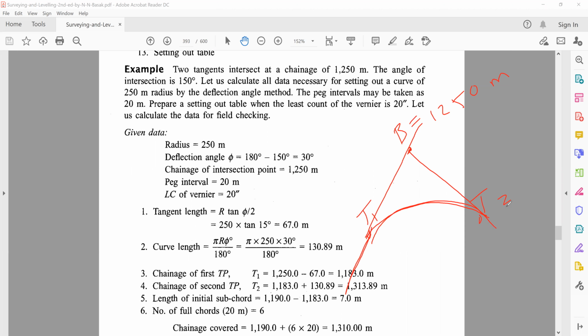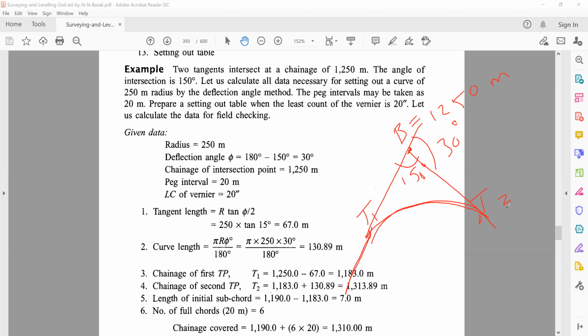The angle of intersection is 150 degrees. Now see, they haven't given you angle of deflection. They have given you angle of intersection, which is this one. So this angle is 150. That means the angle of deflection would be equal to 180 minus 150. So angle of deflection is 30 degrees.